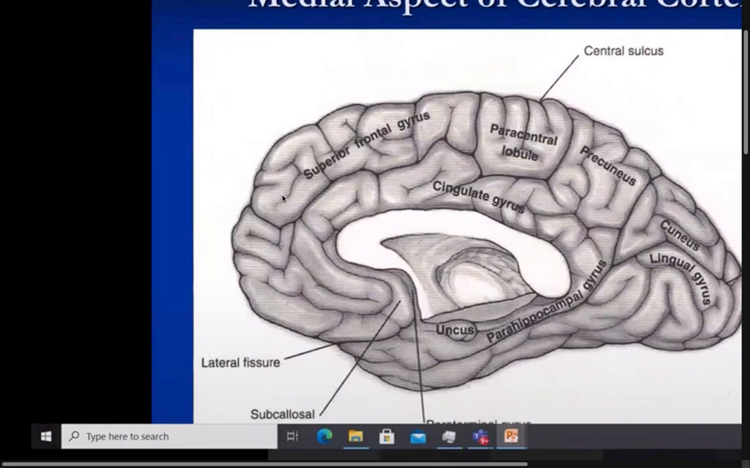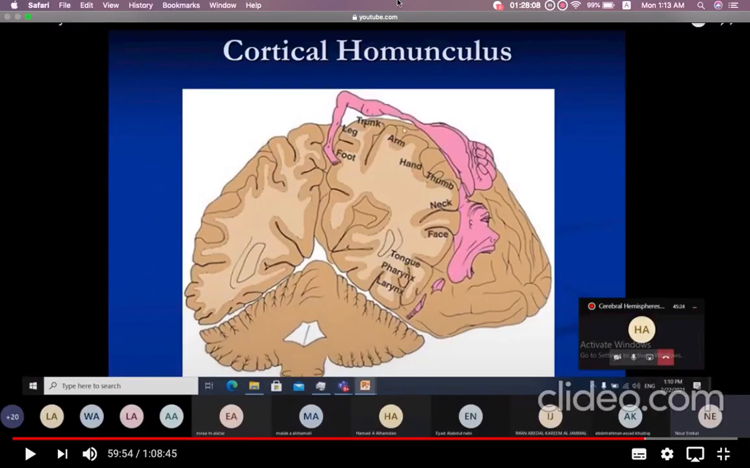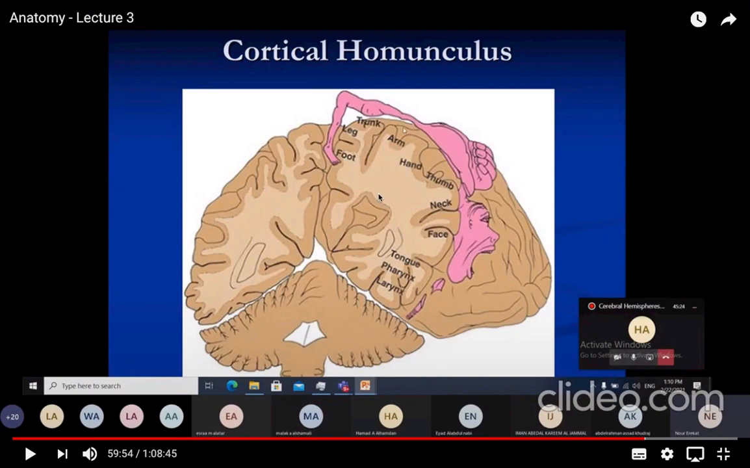Now we have the frontal, the parietal, the occipital, and the temporal lobe. Those are the major lobes, but of course we have minor secondary loops like the limbic loop, which is composed of the cingulate gyrus, the septum, and the parahippocampal gyrus. One more thing to mention that the doctor mentioned and did not include in the handout.